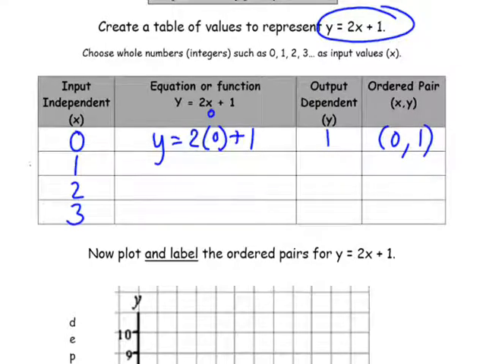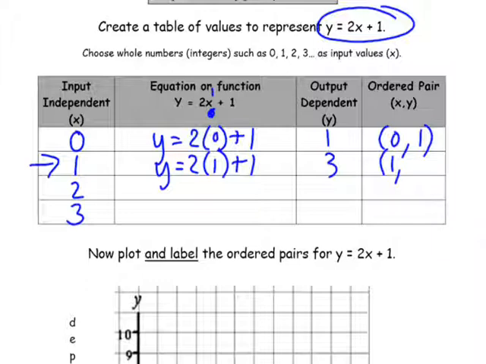I'm going to replace x with 1 to determine the value of y. So I'm replacing the x with 1. 2 times 1 is 2, plus 1 is 3. So if x is 1, then y would be 3. All right, we'll do 2 more points. If I give x a value of 2, it would be 2 times 2 plus 1. y would have a value of 5. So if x is 2, y is 5.